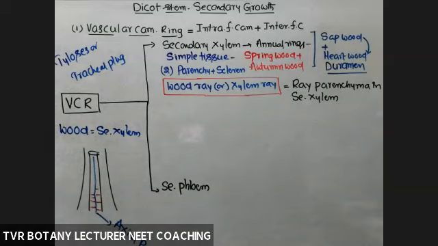Okay, right? So in secondary phloem also, what are the components? Don't use annual ring, spring wood, duramen, sapwood here. Secondary phloem is also called bast.